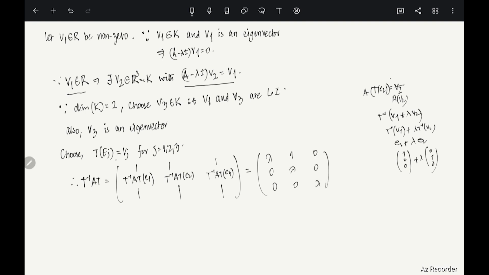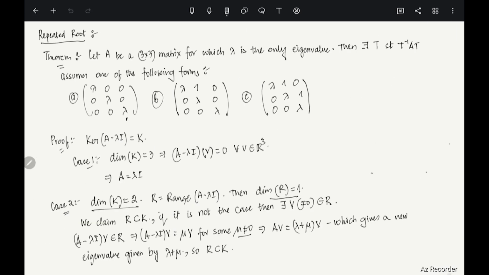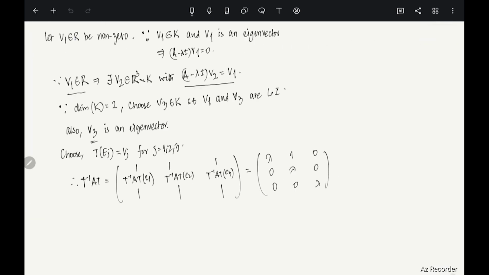Why? Because the last one is V3, which is again an eigenvector, so essentially the same thing happens with E3. So this is the second part, clearly this is part B. I hope this is clear. Now, let's look at the third part. Case 3 is where the dimension of K is 1.